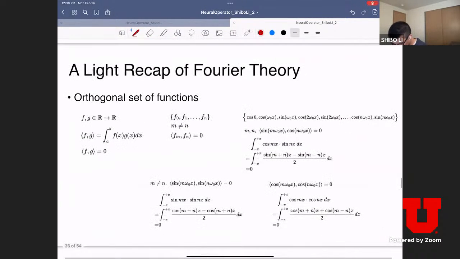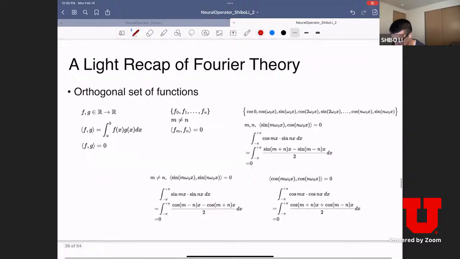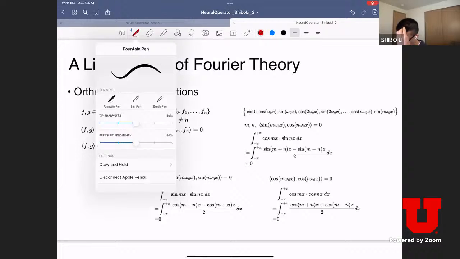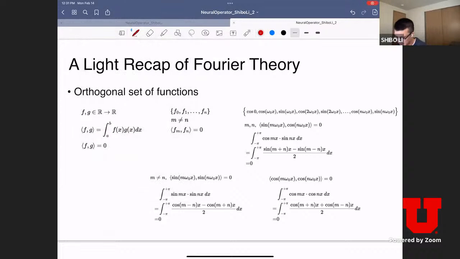I was expecting more people to attend this seminar, so I prepared several slides for the Fourier theory, but I think most of us already know this. So I will just quickly go through all these slides.